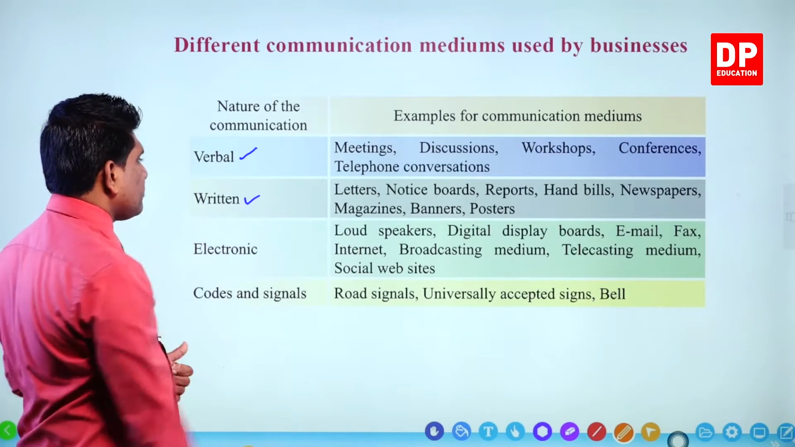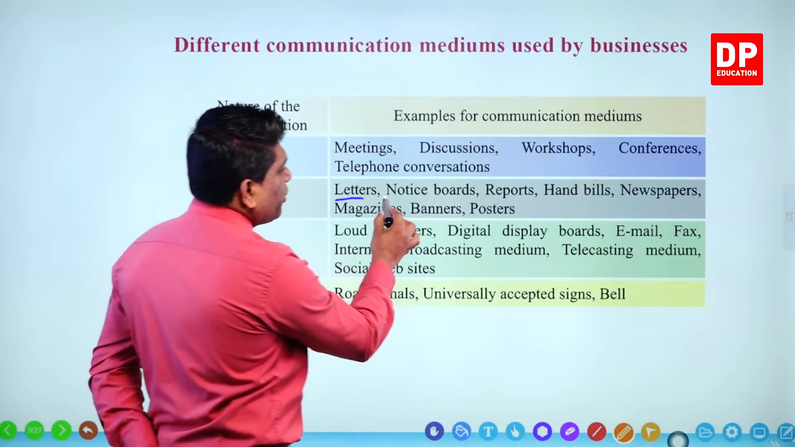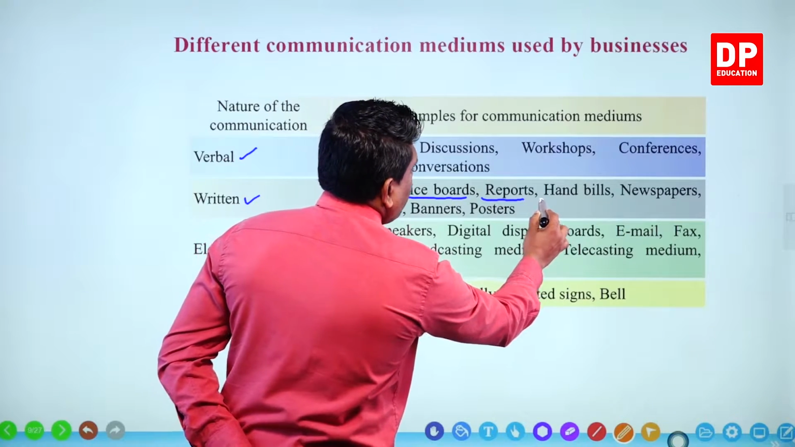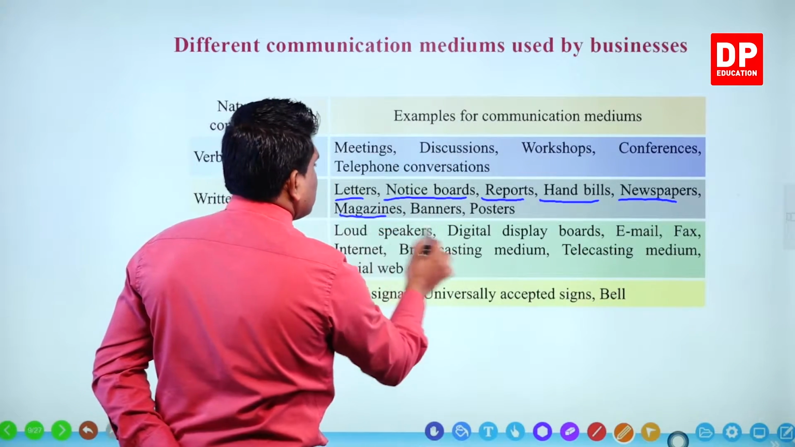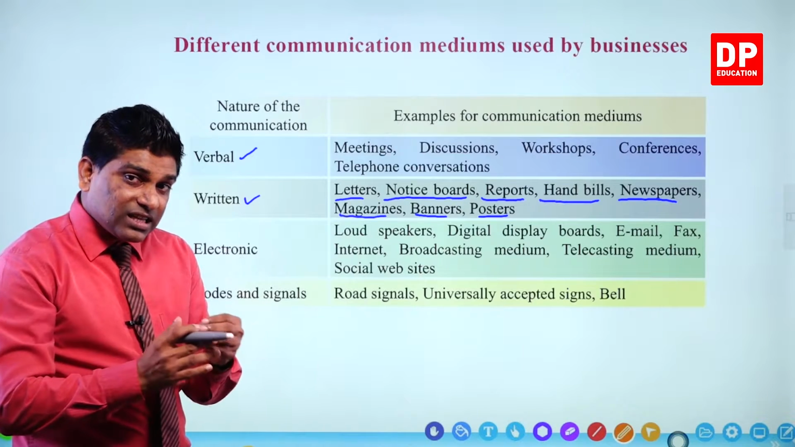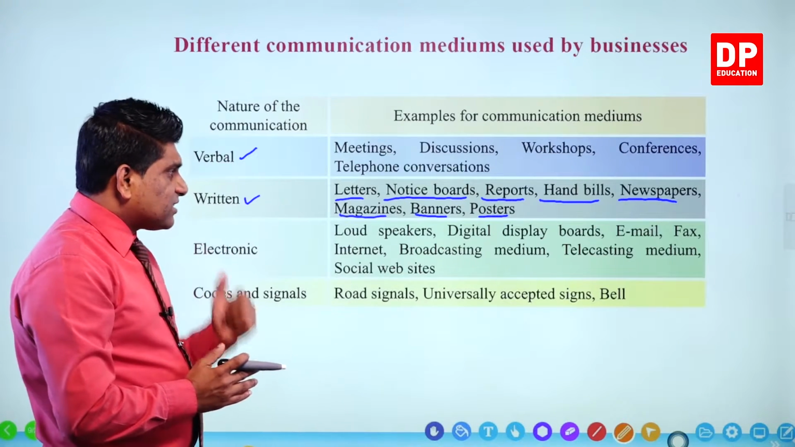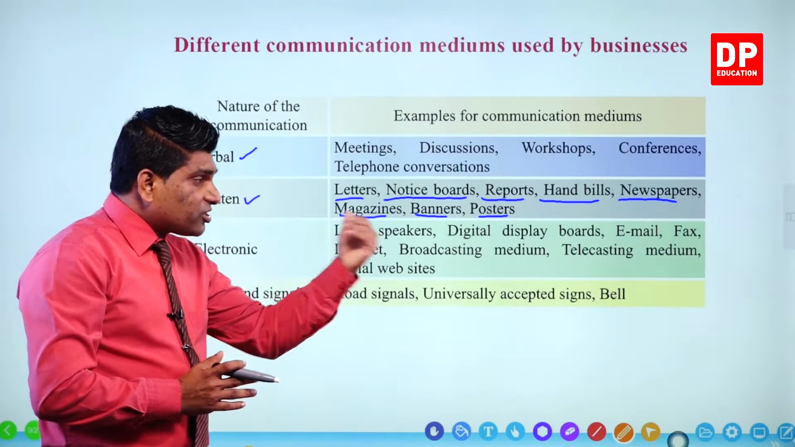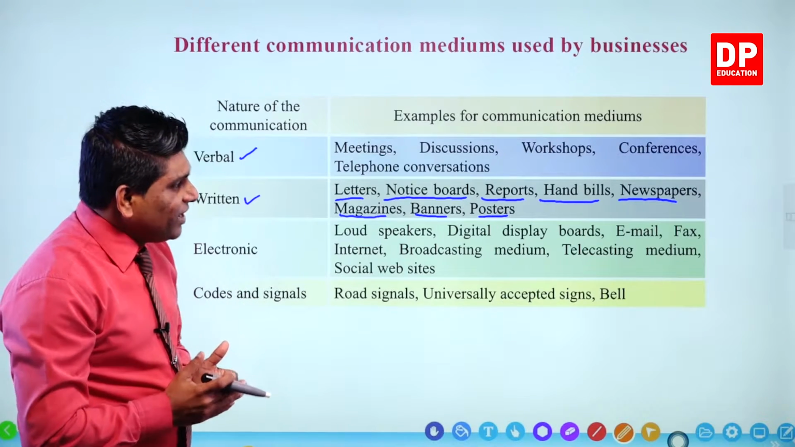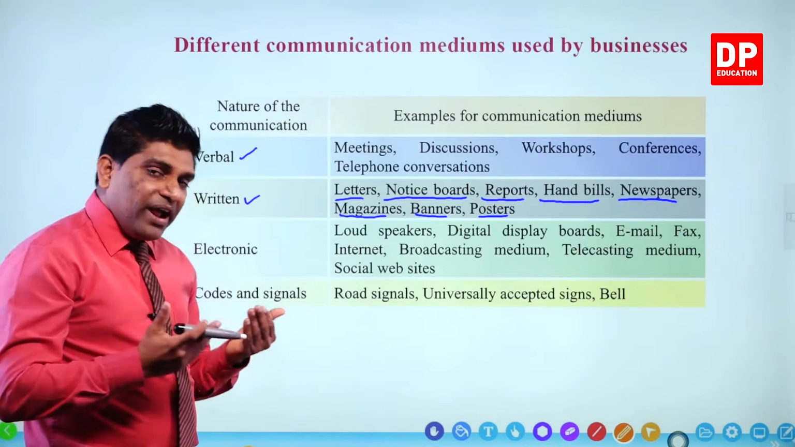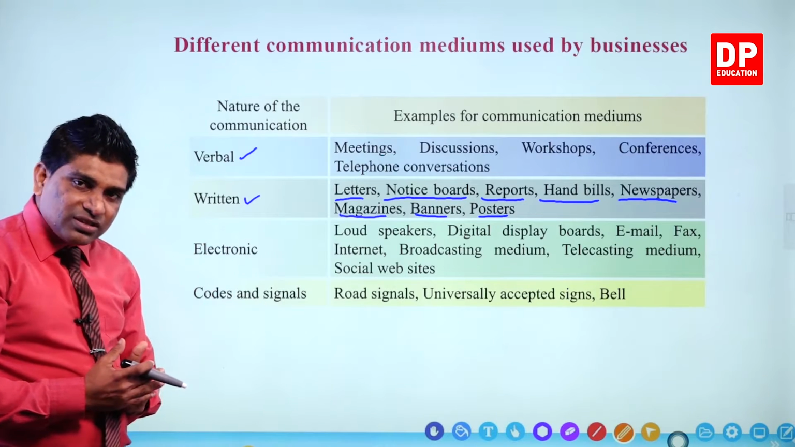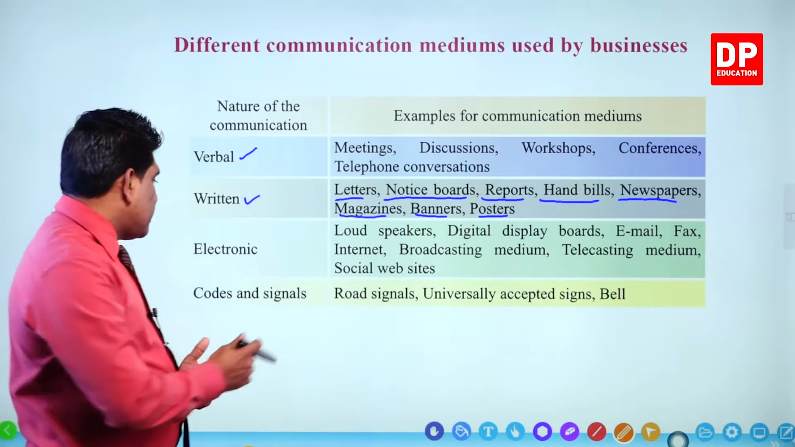Next one, written. Written: letters, notice boards. You can see the notice board in your school. Reports, progress reports, handbills, newspapers, magazines, banners, posters. These are all written communication methods. What are the examples? Letters, notice boards, reports, evaluation reports at the end of the term test, remember? Then handbills, newspapers, magazines, banners and posters. These are all examples for written communication methods.